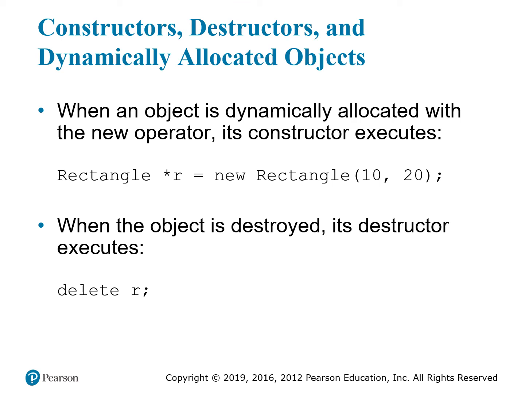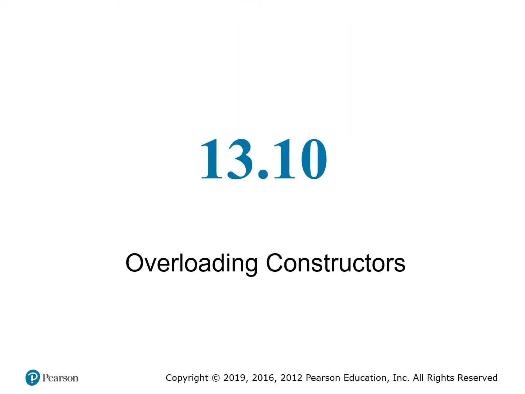When a new object is dynamically allocated with the new operator, its constructor executes, like we saw on a previous slide. When the object is destroyed, its destructor executes. So if I type delete R, it's going to run the destructor to try to free up any memory before R goes away.